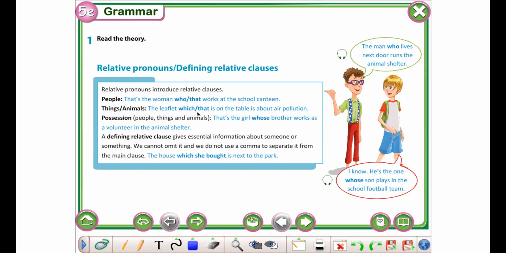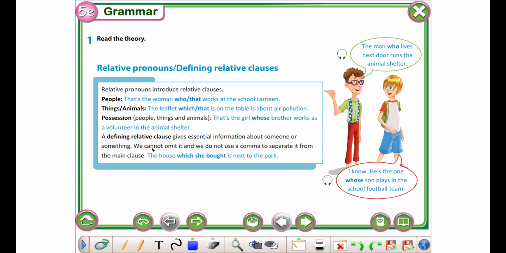And then if you talk about possession, you're using the relative pronoun whose, чието, чиято, чието. For example, that's the goose whose brother works as a volunteer in the animal shelter. Okay? Okay. And now, which sentences are called defining? Which sentences are called non-defining?